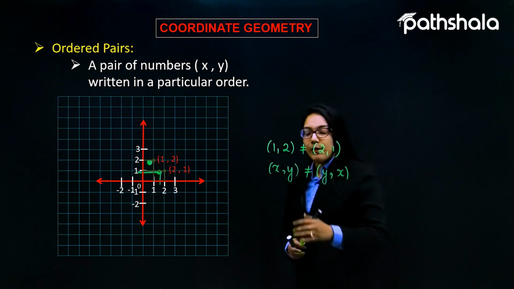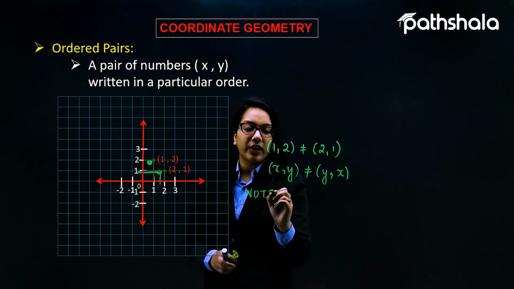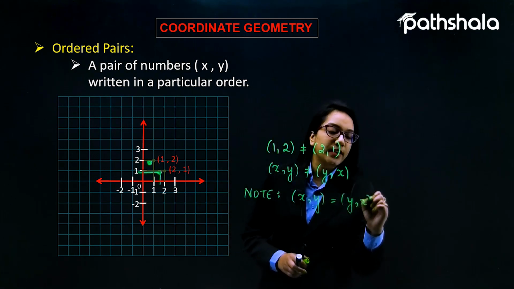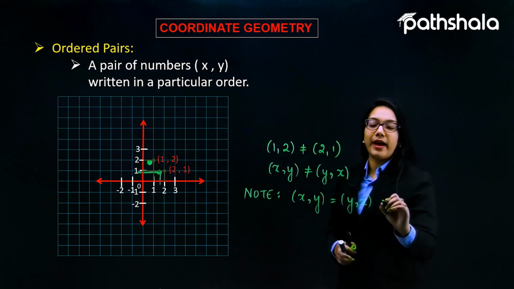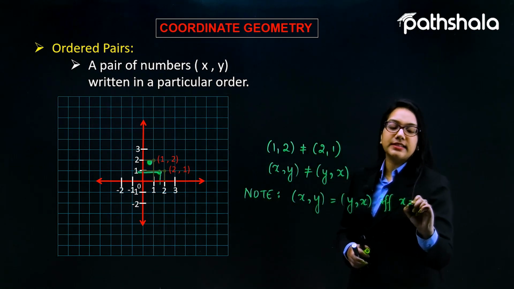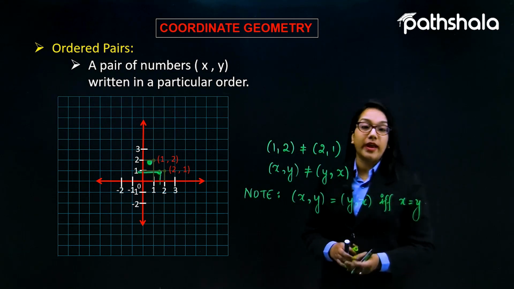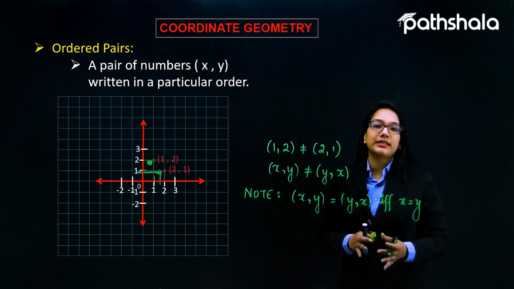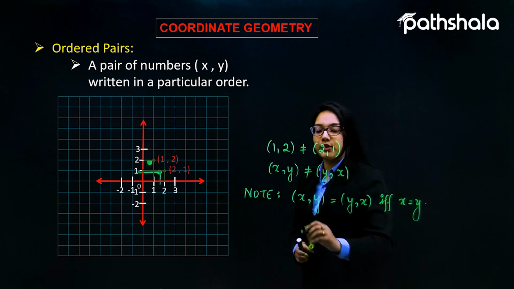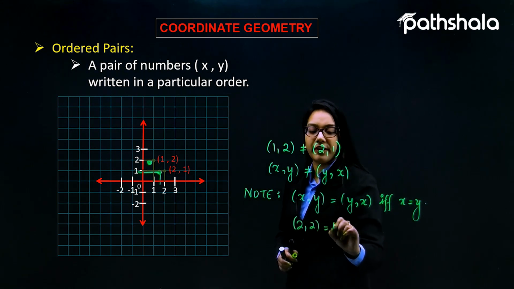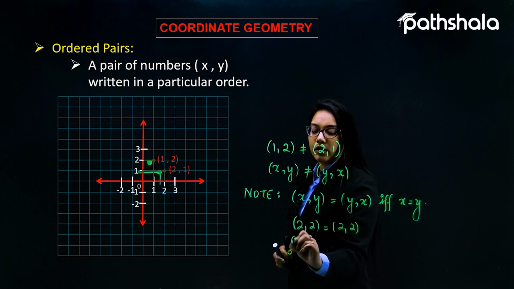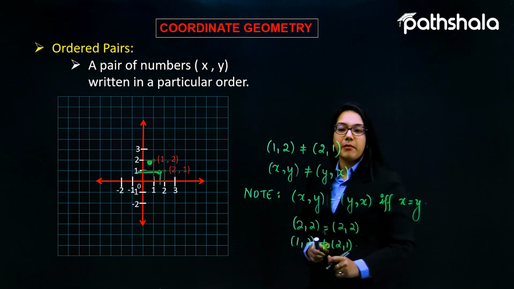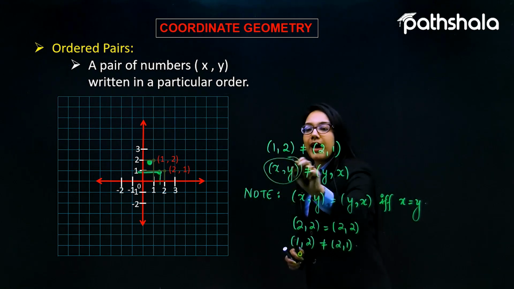And what is that case? The special note here is that (x, y) can be equal to (y, x) if and only if x is equal to y. If x is equal to y, meaning both numbers are the same, then this can happen. Because (2, 2) is definitely equal to (2, 2). But (1, 2) can never be equal to (2, 1).